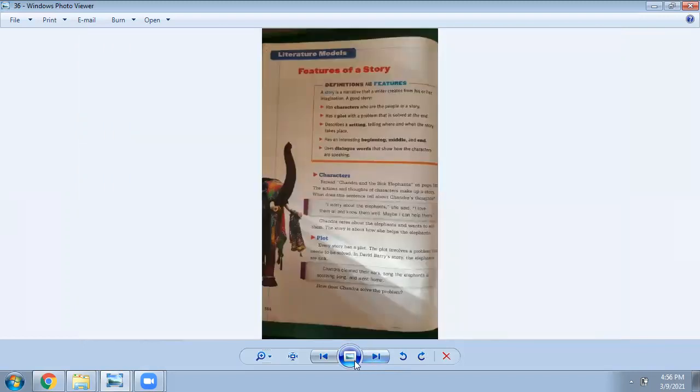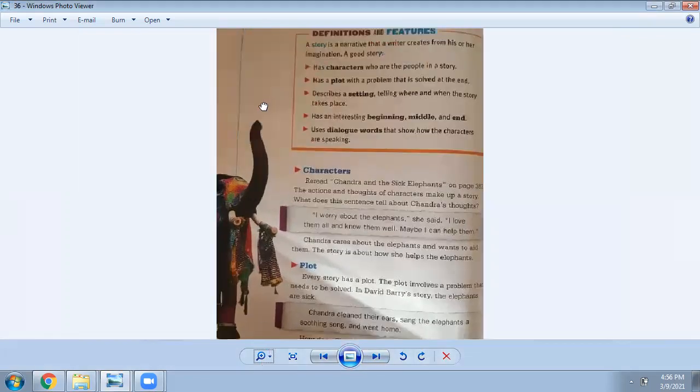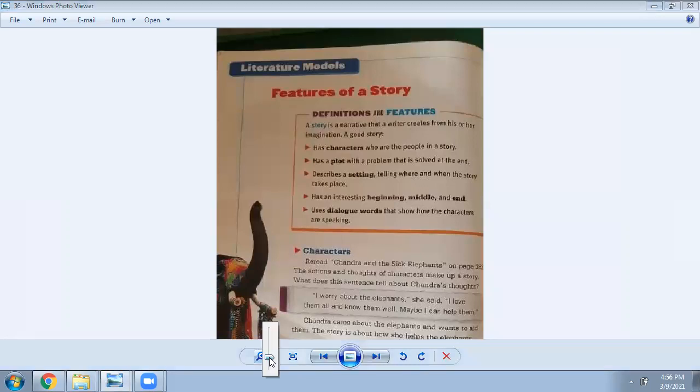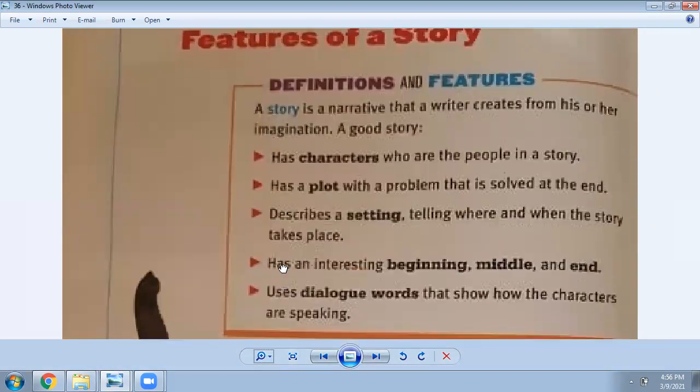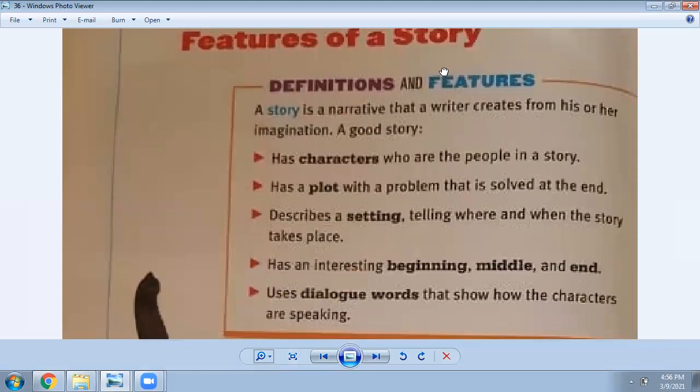All right, so we're talking about the features of a story. What makes good story writing? What makes a story good that you want to read it? Stories are narratives that come from the writer's mind. They use their imagination to come up with the characters, the plot, the setting, the beginning of the story, the middle, the end. All of this comes from the imagination of the writer.